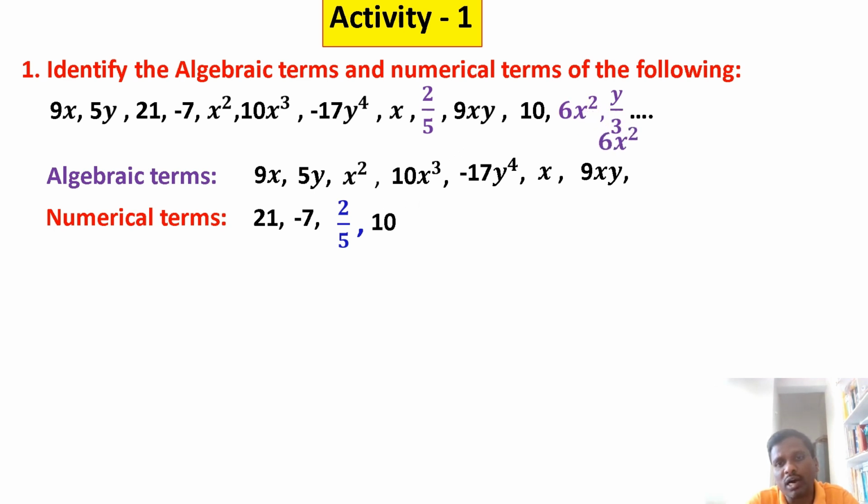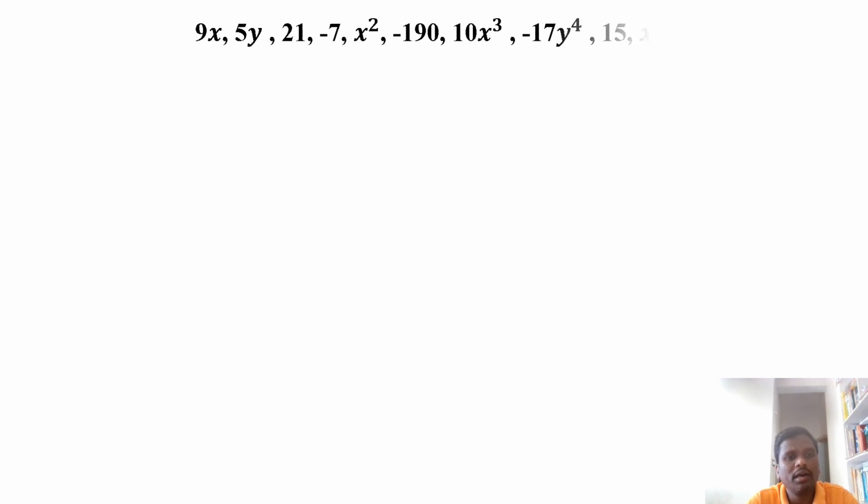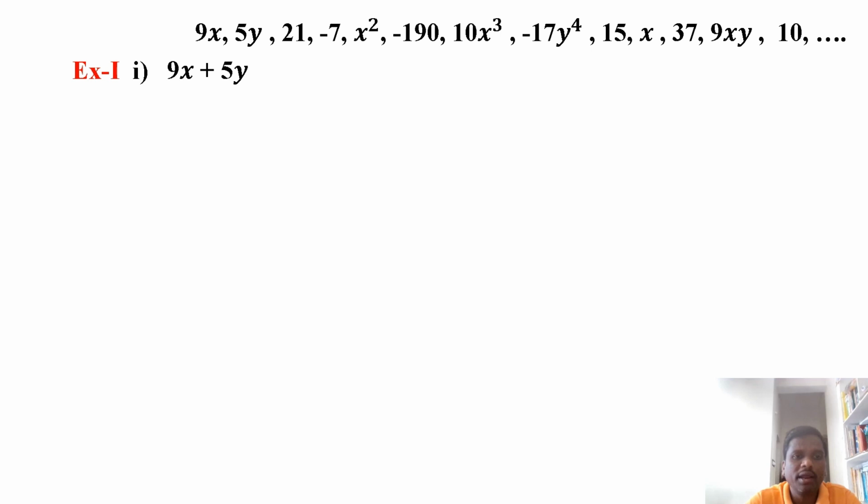And 6x square is an algebraic term, and y by 3 is also an algebraic term. Now these are terms. Now number 1, 9x plus 5y: these are two terms, two algebraic terms. And x minus 9xy: these are also two terms. And here x square is a single term.